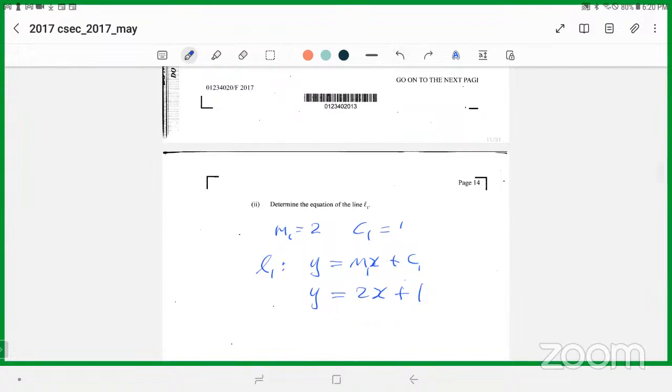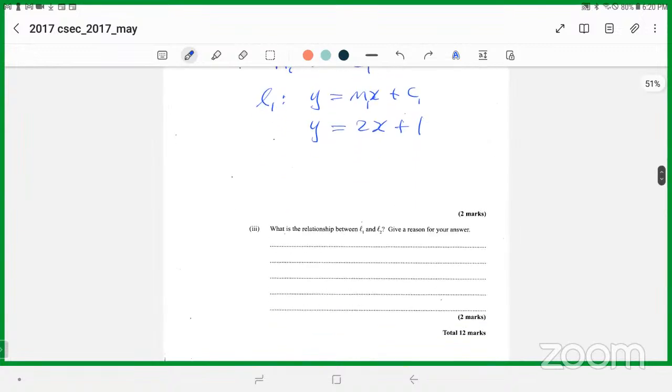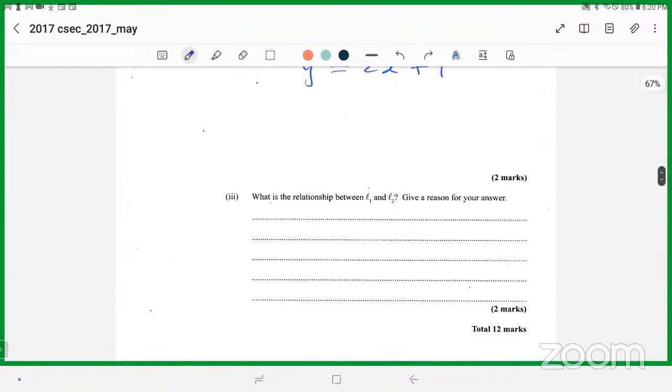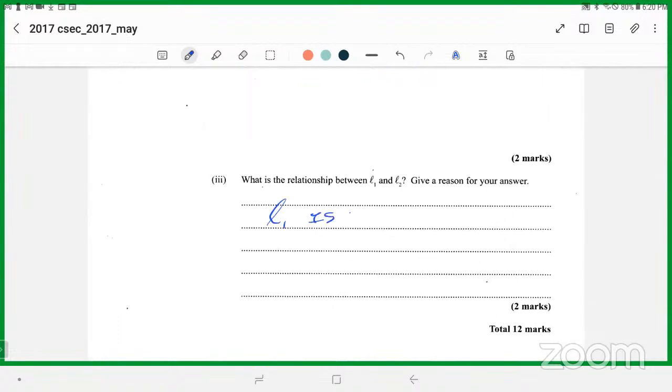That's it. Next one. It says, what's the relationship between line 1 and line 2? Give a reason for your answer. They are perpendicular because the product of the gradients equals -1. Simple as that. Line 1 is perpendicular to line 2. Reason: M1 times M2 equals -1.